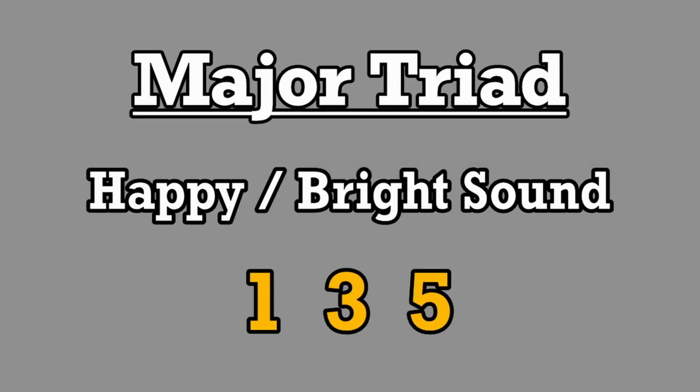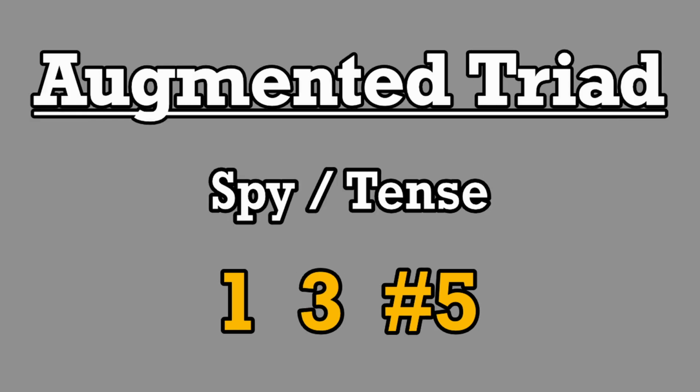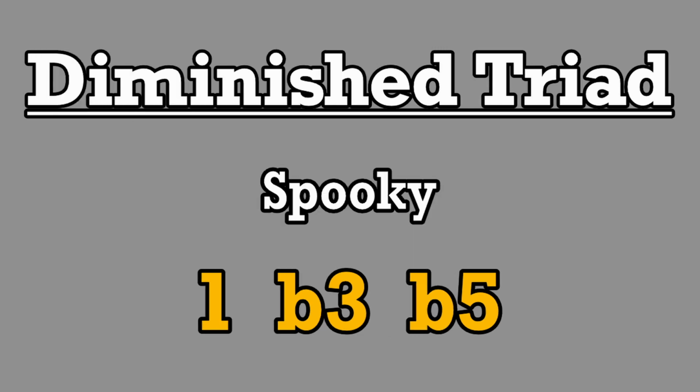To build a major chord to create a happy sound, we use the 1, the 3, and the 5 of the major scale. To build a minor chord to create a sad sound, we use the 1, the flat 3, and the 5 of the major scale. To build an augmented chord, we use the 1, 3, and sharp 5 of the major scale, creating that tense spy sound. And to create a diminished chord, making that super spooky sound, we're going to use the formula 1, flat 3, and flat 5.